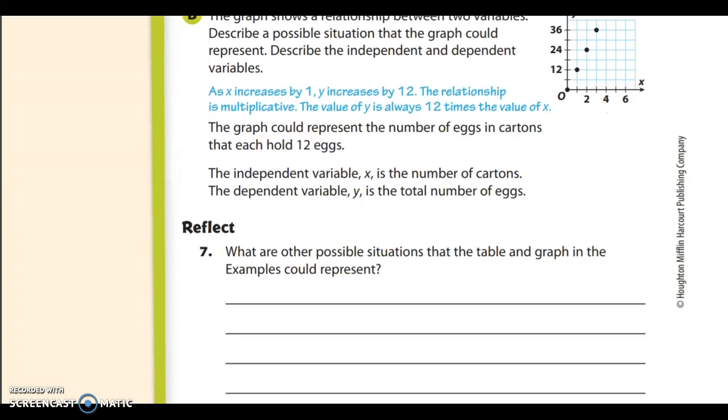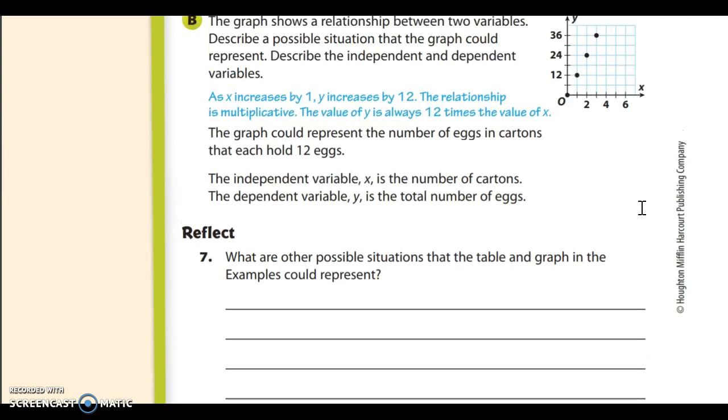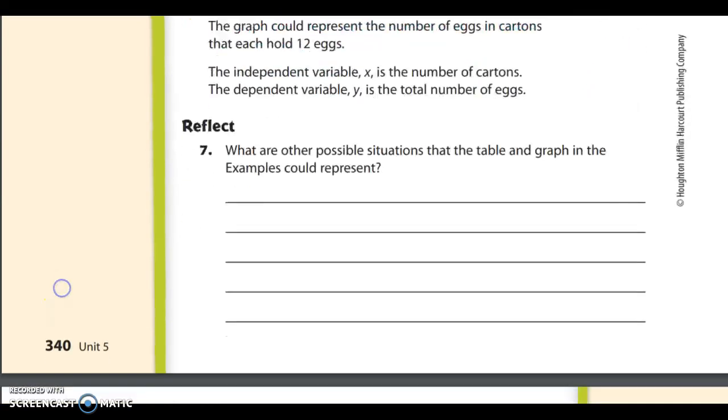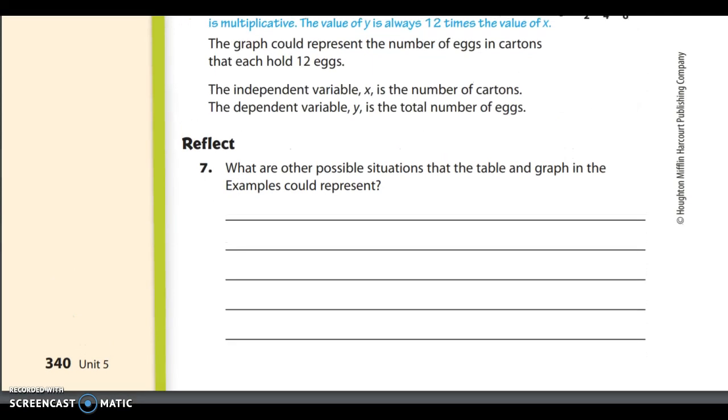Reflect number 7 says, what are other possible situations that the table and the graph in the examples could represent? Now I know there's a million possibilities here. So we're going to start by saying that the answers vary on this. I'm more than happy to share my answers with you, but I want you to be clear that the answers vary. There's not a right answer, because look at what it says. What are other possible situations that the table and the graph could represent?